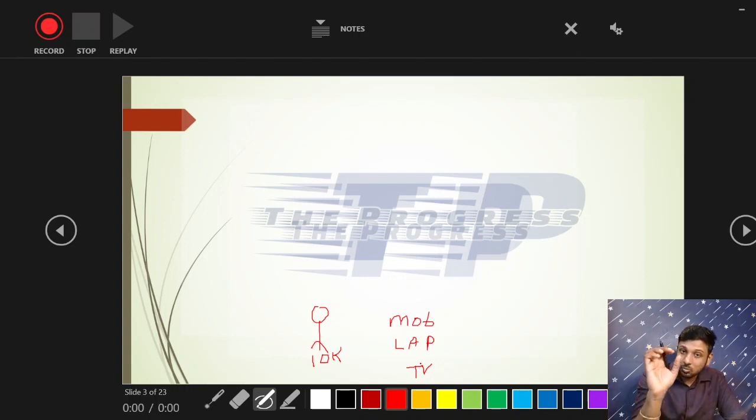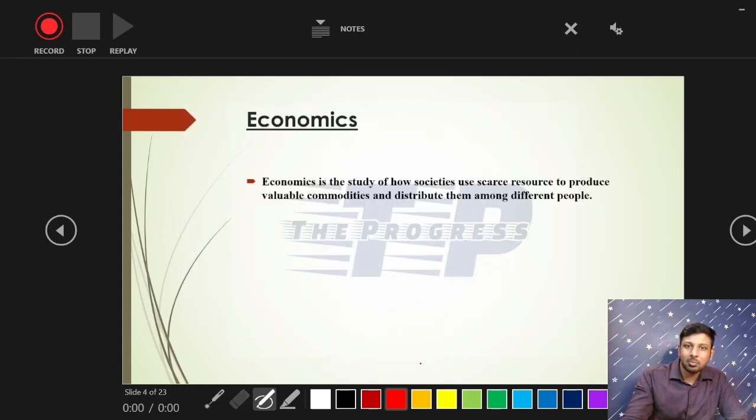In the large perspective, economics is nothing but the study of how society uses the scarce available resources to make efficient goods and services and how they distribute them among the people. This is economics. Now we know what economics is. Now we will understand how we are going to view economics.